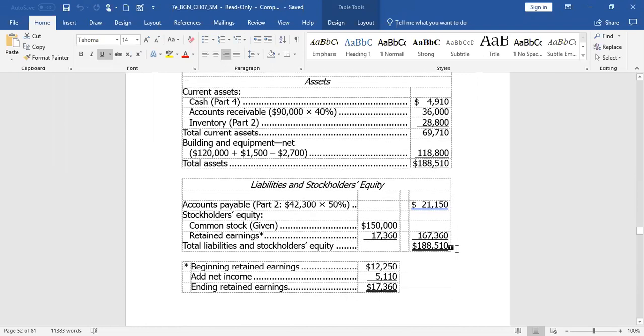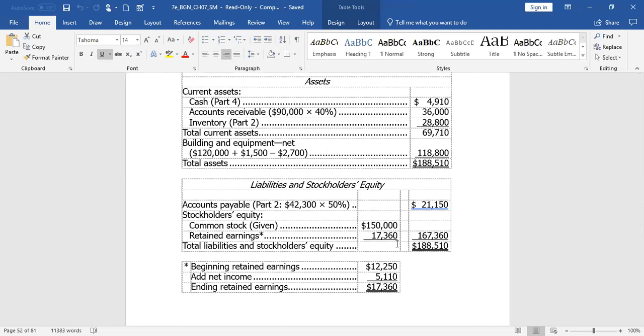Accounts payable, remember, will be 50% of the purchases made during June, because half of them will be paid in July, and that was done on a schedule up above. You can take a look at that. $21,150. There is no notes payable. We paid them off, right? We borrowed and paid off, and there are none existing as of March 31st. Our common stock is still at 150,000. That's given on page 339, March 31st.